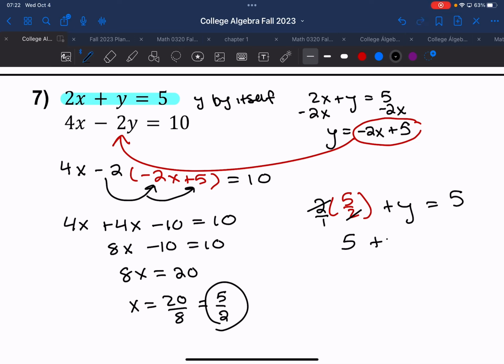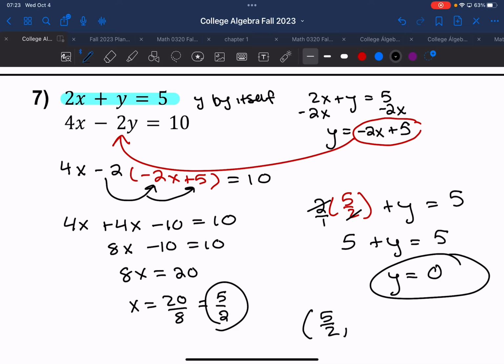Bring down my plus y equals 5. And once I subtract 5 over, I get y is equal to what? 0. So that means my solution crosses at what point? Correct.